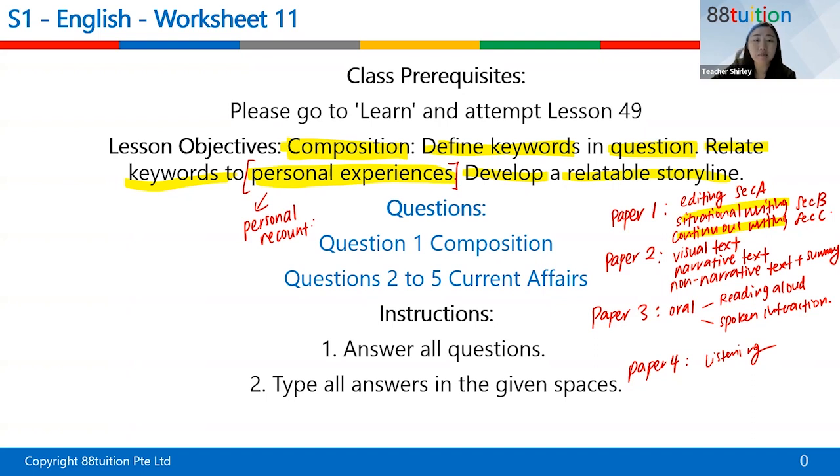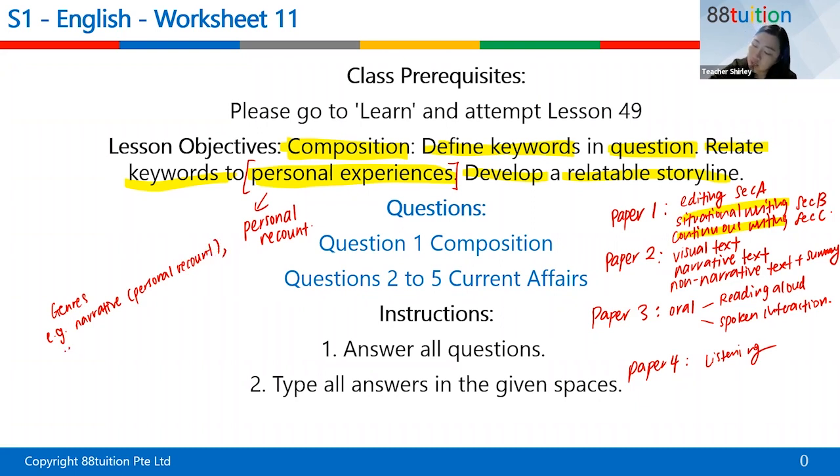So in this case, personal recount is a genre of writing. In your whole secondary school life, you are supposed to learn 4 types of genre. In terms of continuous writing, personal recount falls under narrative. Okay, so different genres, for example, you have your narratives, which personal recount falls under, because personal recount is basically a narrative that is written from a first person point of view. Okay, so that's personal recount.